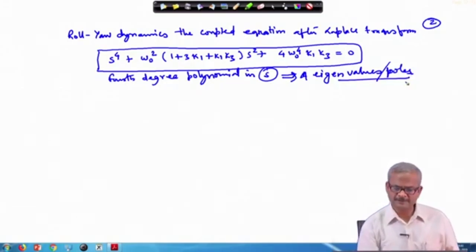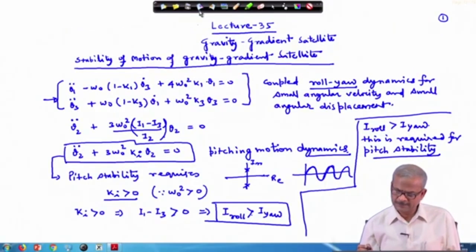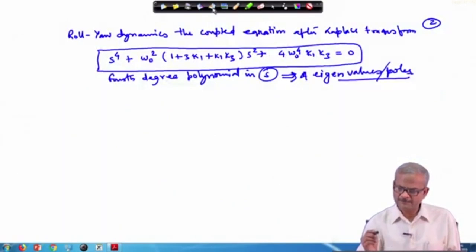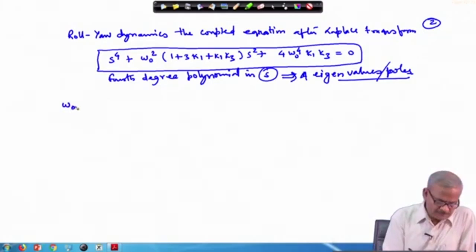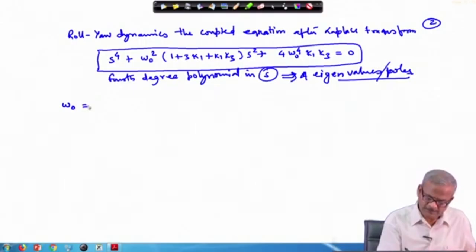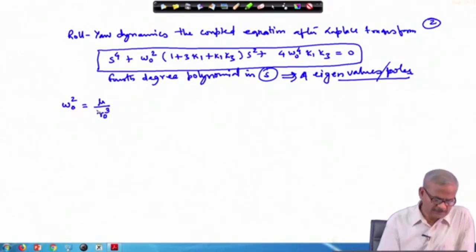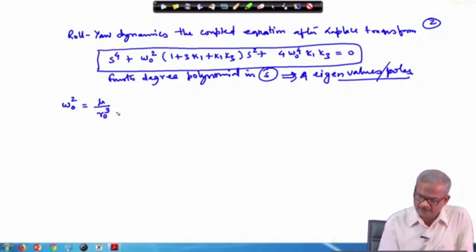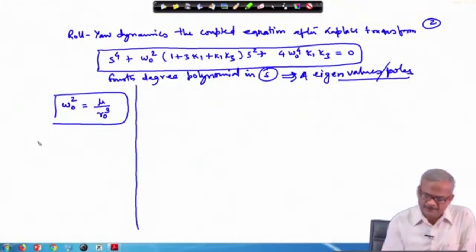Till this extent we have been working. One more thing that we were discussing, which perhaps I have not explained, was the omega 0 term, which we have replaced by omega 0 square equal to mu by r 0 cube. This is the term which appears in the gravity gradient torque, on the right hand side of the Euler's equation. Perhaps I did not discuss this part, so let us first finish this, then we will return to it.